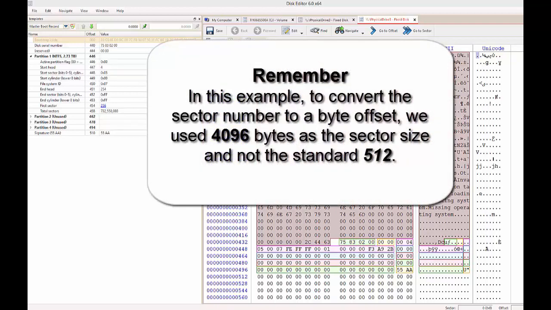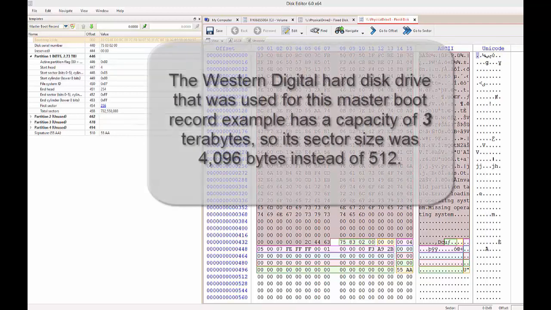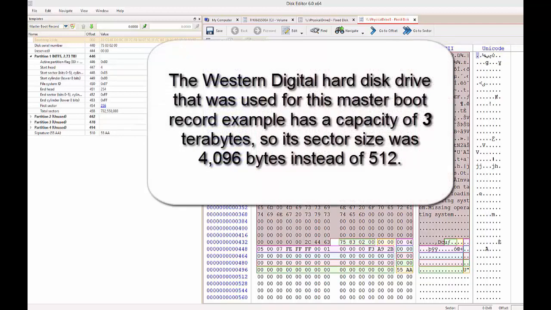The reason why we multiplied the first sector value, which was 256, by a value of 4096 instead of 512 is because the hard disk is 3 terabytes in size. As I had mentioned previously, many larger size disk drives will have sector sizes that are larger than the industry standard of 512 bytes.